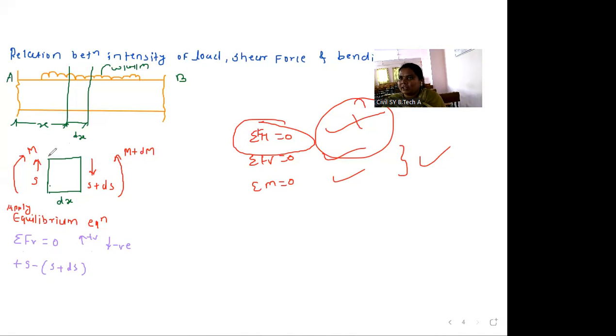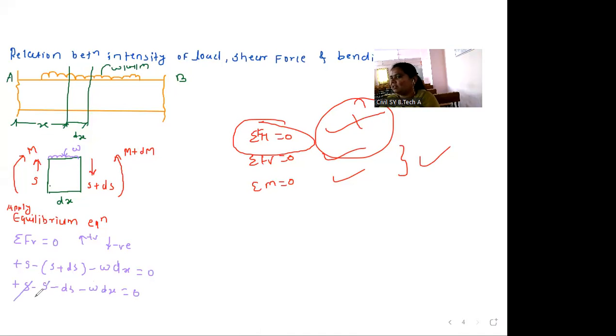After that, here on this part a uniformly distributed load is applied. You observe here the load is there, and the intensity of the load is w. This again is going downward, so minus w into the distance dx, which is equal to 0. Now we will multiply by this minus into the bracket. So S minus S minus dS minus w into dx, which is equal to 0.